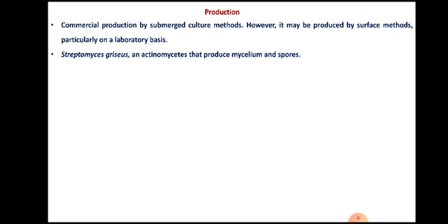Now, the production of streptomycin. Commercial production of streptomycin is done by a submerged fermentation process using an actinomycete species, a highly mutated strain of Streptomyces griseus. Streptomyces griseus is a type of actinomycete that produces mycelium and spores.